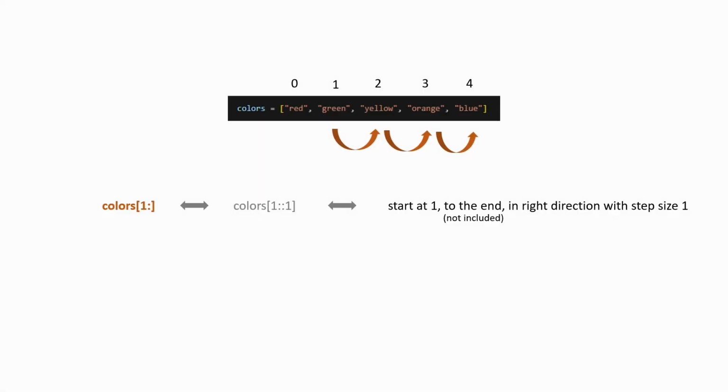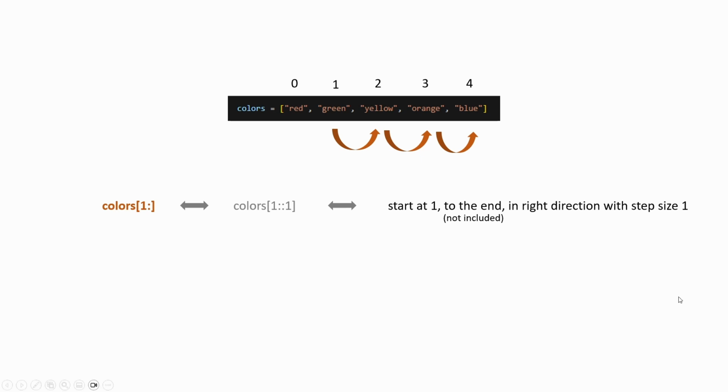The first question is about indexing and slicing. We're given a list of strings, colors in this case, and we want to know the output. Let's start with another, simpler example first, and remember that slicing in Python uses start, stop, and step size. So for example, if we have colors[1:], which is equivalent to colors[1::1], which means start at 1 to the end in right direction with a step size of 1. So the output will be green, yellow, orange, and then blue.